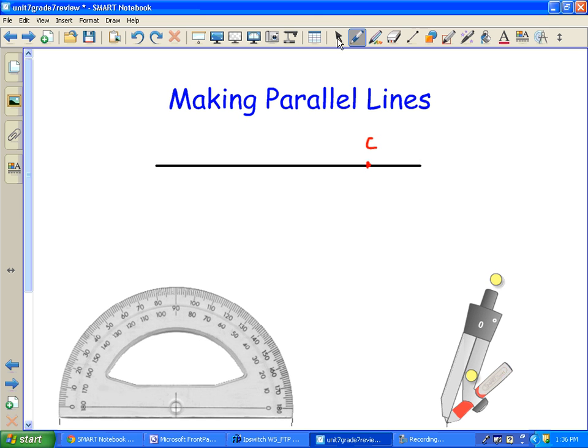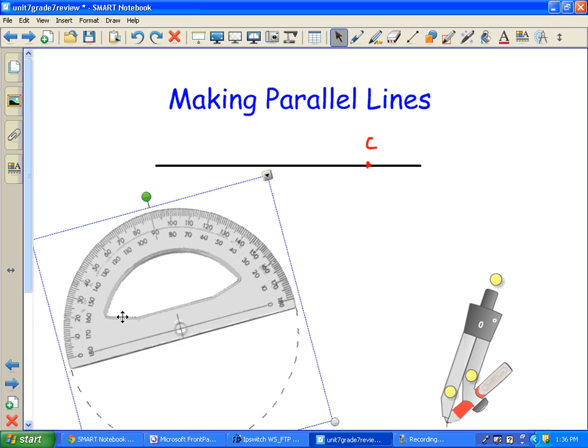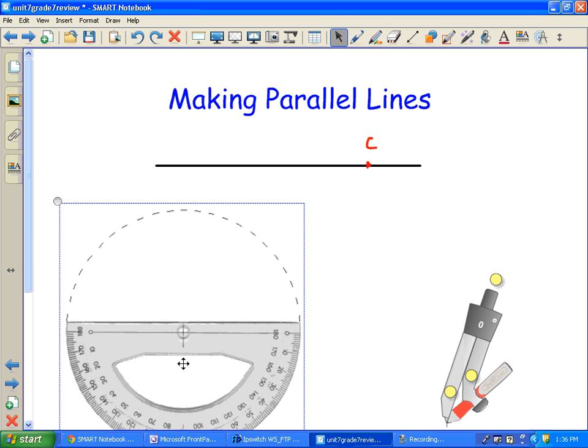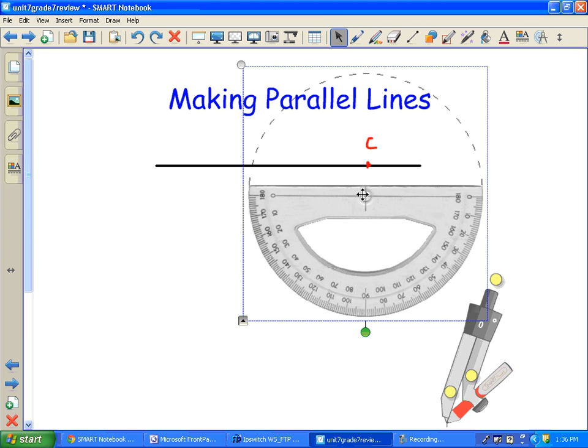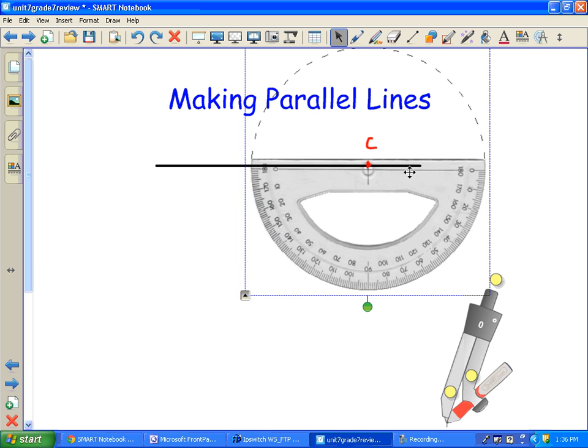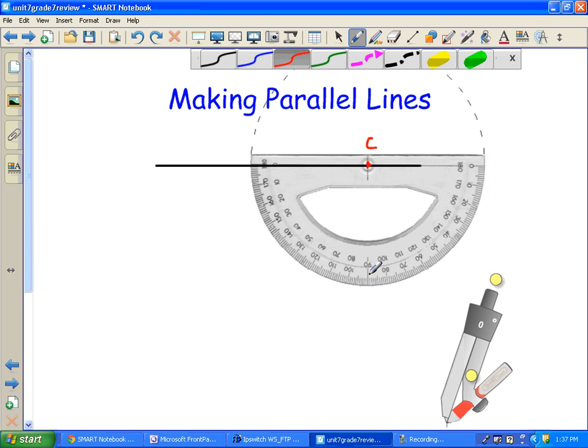Now I'm going to take my protractor and rotate it so that it is upside down. You could have done it the other way, but I'm going to put this point right here on my dot, and of course line it up so that it's on my line, almost like I'm going to measure it to see what angle it is. The only thing left to do now is take a 90-degree angle. So there's 90 degrees.